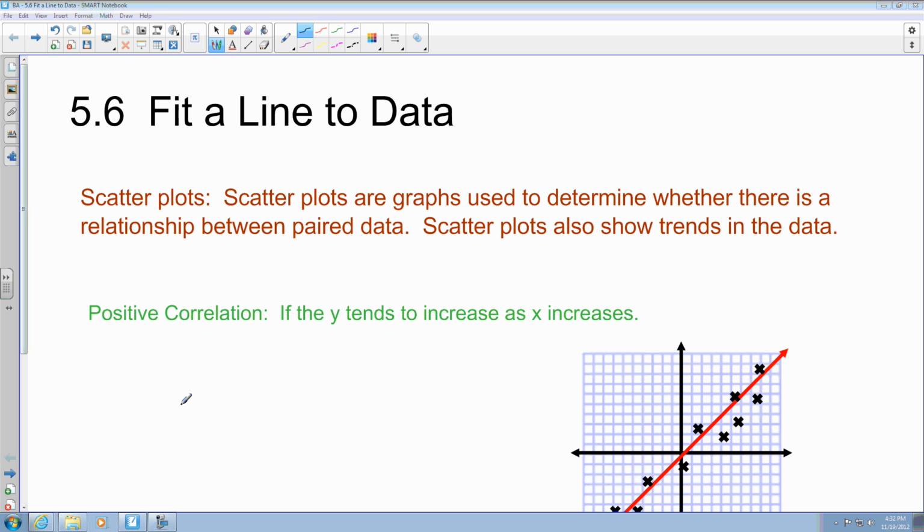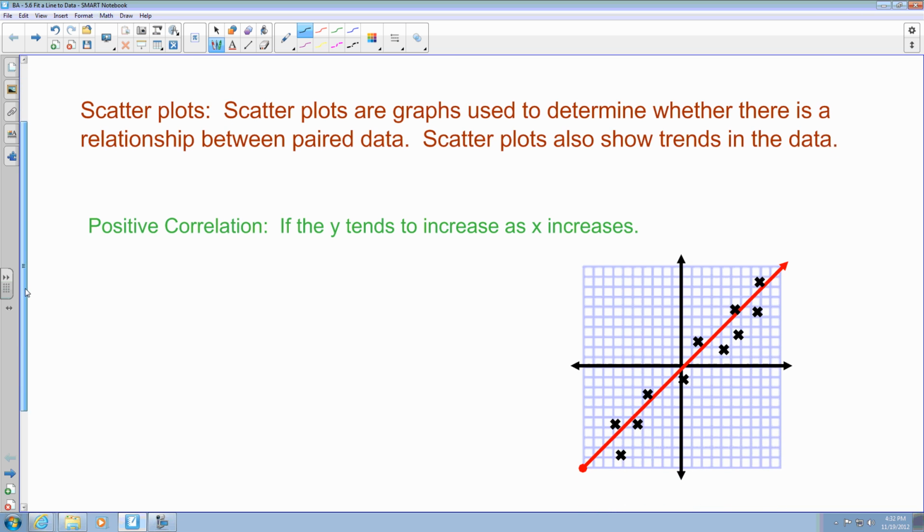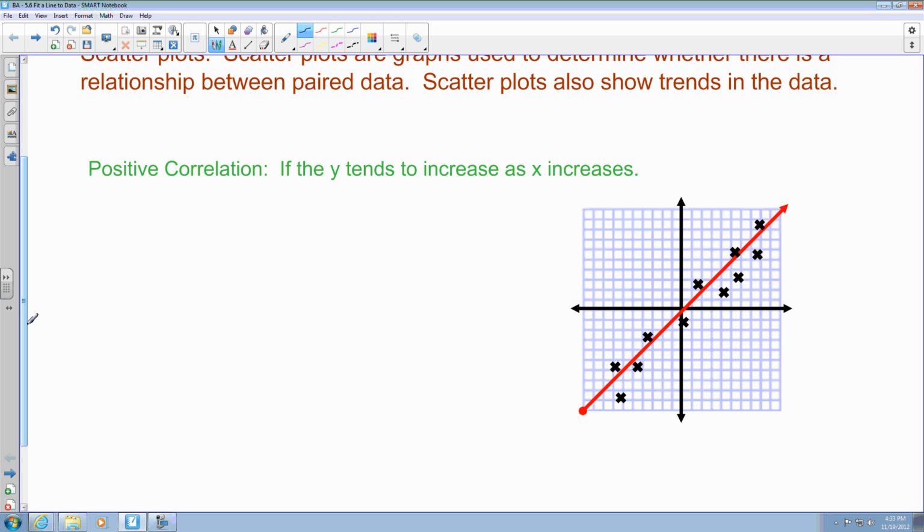When it comes to trends, there are three types of trends that represent a graph showing data. One of which is called a positive correlation. A positive correlation is if the y values tend to increase as the x values increase. I'm using these little x's right here. Those represent specific data. These are just points that I plotted. And I have this red line going through the middle.